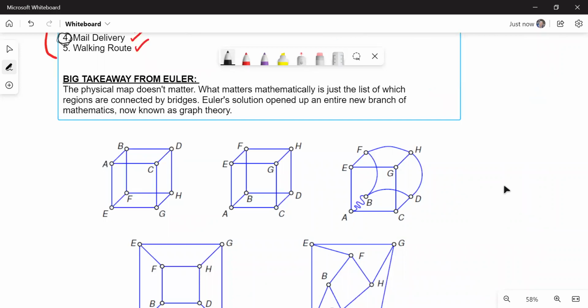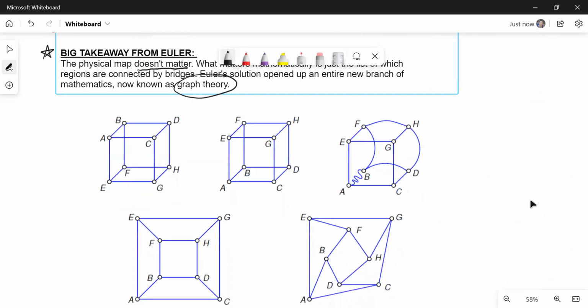So here's a big takeaway. This is what we're supposed to learn. The physical map doesn't matter when you're developing these kinds of connections. It doesn't matter. What matters mathematically is just a list of which regions are connected by the bridges in the original problem. So this is a whole new branch of mathematics that we call graph theory.